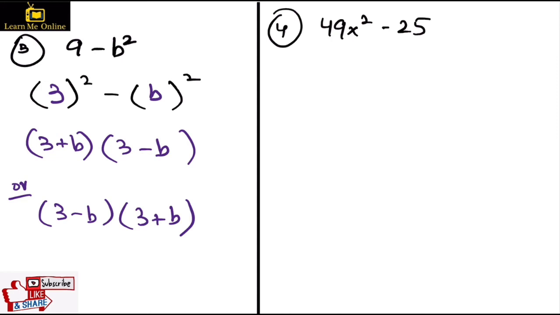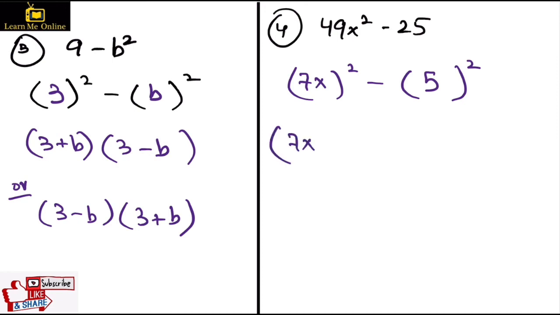Now again I'm doing the same thing, writing both terms in square form. 49 can be written as a square of 7, so that would be 7x. The next one would be 5. Now you write 7x plus 5 and 7x minus 5 as your two brackets.